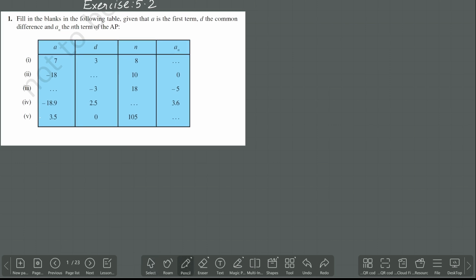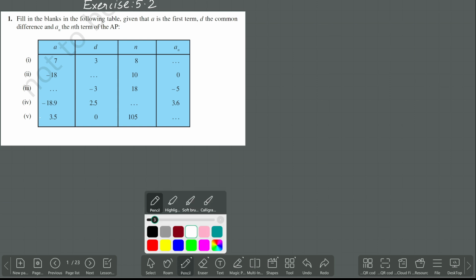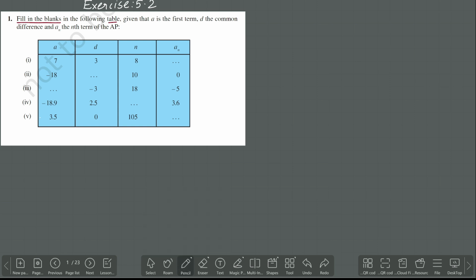Come on, listen. It's like a fill in the blank they are given, but don't think it's like a fill in the blank. It will take a lot of steps. So the question they are telling: fill in the blanks in the following table. Given that A, D, and AN, the nth term. So A given, D given, AN given.